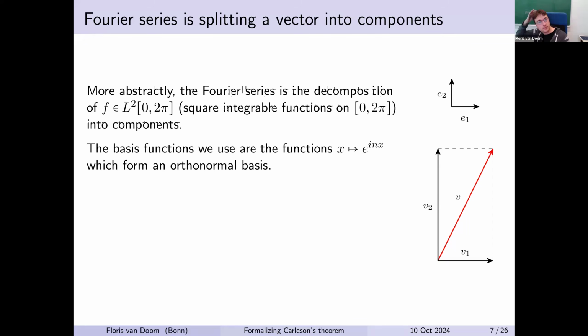With the Fourier series, it's the same, except you have an infinite-dimensional space, a Hilbert space. To make that precise, we work in the L2 space. These are the functions that are square integrable. So if you square the function, the integral must exist when you take the integral from 0 to 2 pi.